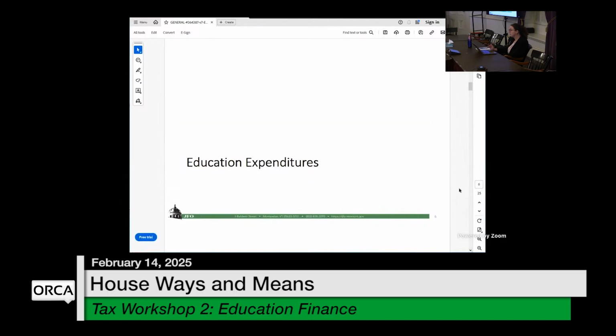So that's high level, sort of level setting. What is the world that we're talking about? But moving into education expenditures. Again, we're talking about the statewide education fund.